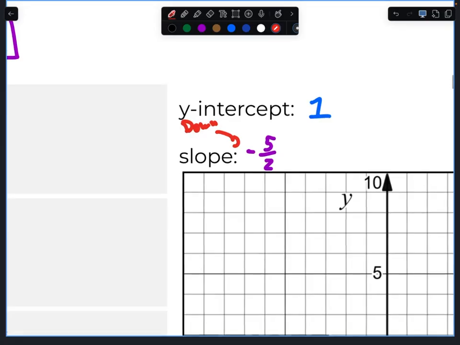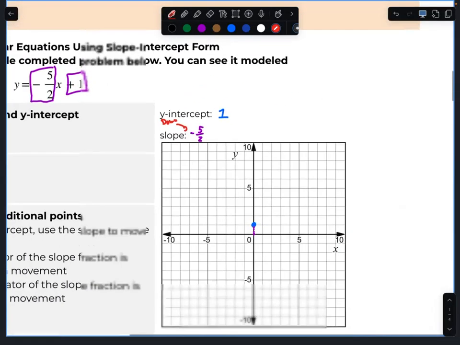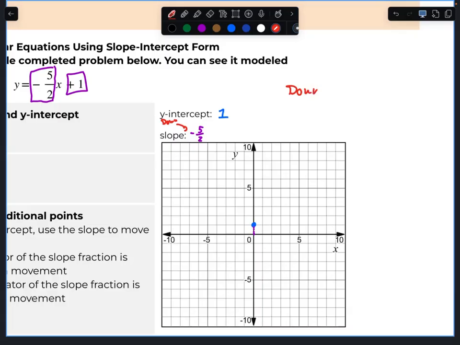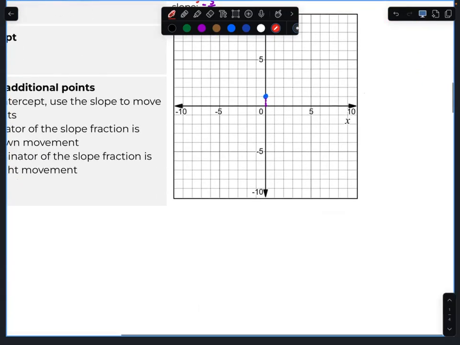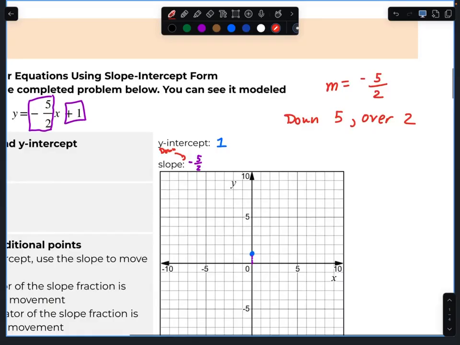All right? So it is down 5 over 2. Down 5 over 2 because the slope is minus 5 over 2. We always go left to right because it's English, like how we read. When using the slope, we go left to right. I get what you're saying. That's okay.